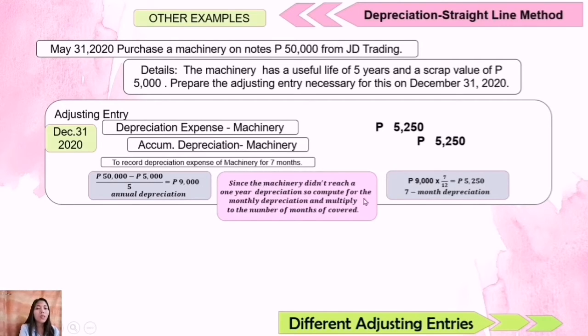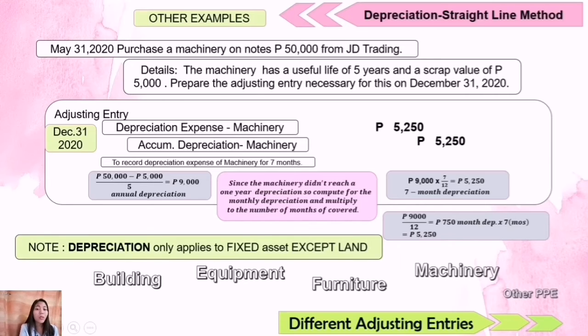We will use this formula: 9,000 times 7 months, the number of months present, then divided by 12 because we have 12 months in 1 year. So we get 5,250 pesos. This is a 7-month depreciation. Or you can do this: 9,000 annual depreciation divided by 12 to compute for the monthly depreciation, so 750 monthly times 7 months involved, which is 5,250. Either of the two. Note, depreciation only applies to fixed assets except land. So it involves building, equipment, furniture, machinery, other PPE, transportation, buses, and whatsoever.